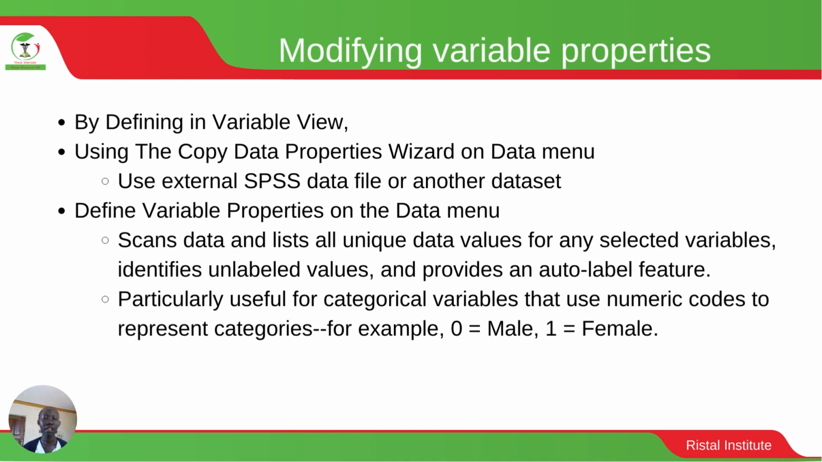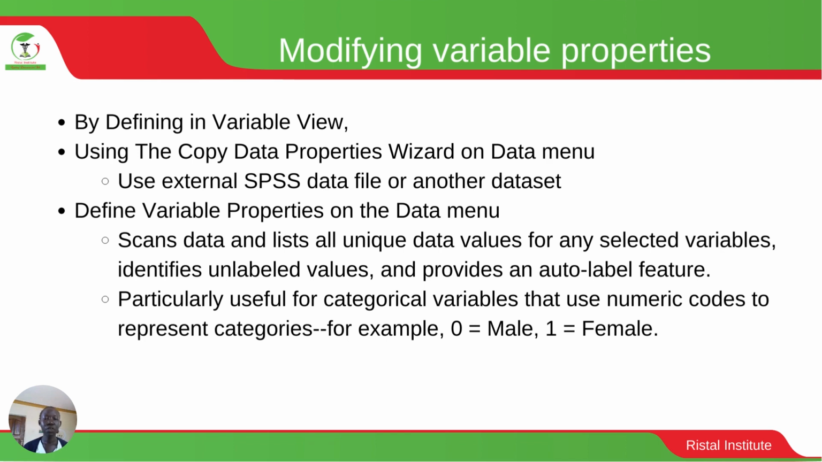One, by defining them in the variable view. Two, using the copy data properties wizard on the data menu. And you can also use an external SPSS data file or another dataset. And then you can define the variable properties on the data menu, which can scan the data and list all the unique data values for any selected variables, identify the unlabeled values, and also provide an auto-label feature through which you can label your variables.